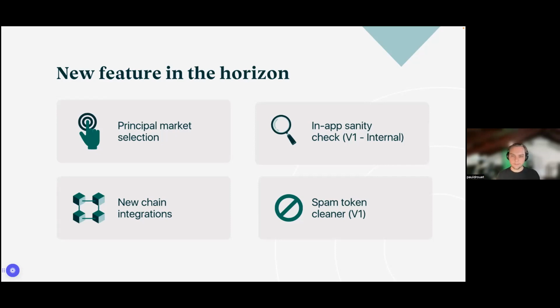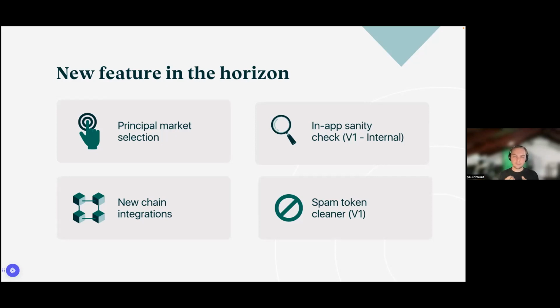And regarding the spam token cleaner feature, I've mentioned some of our already released features related to the spam flagging of NFTs on Polygon and Ethereum. But for this quarter, we really want to move forward on this issue with spam tokens. And so we want to extend this feature to also cover fungible tokens. So essentially, we will flag fungible tokens as we do for NFTs already.